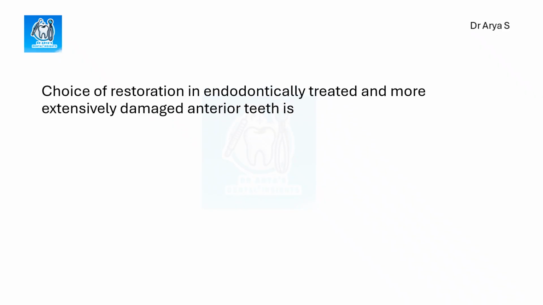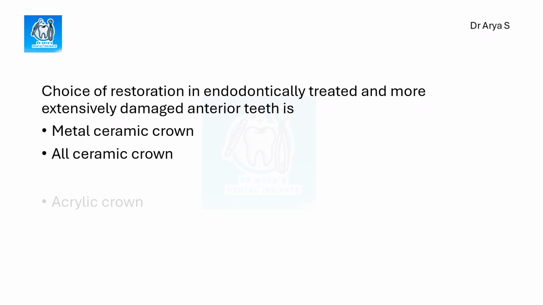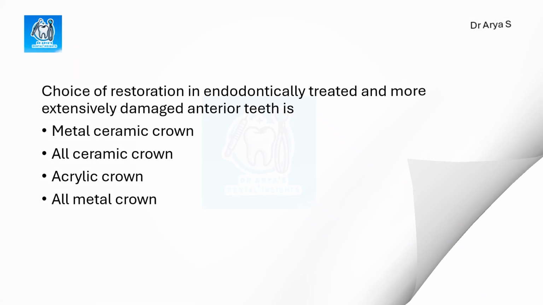The choice of restoration in endodontically treated teeth, and also in extensively damaged anterior teeth. Then what is the choice of restoration? Is it metal ceramic crown, all ceramic crown, acrylic crown or all metal crown? Here the answer is metal ceramic crown, since it's endodontically treated and extensively damaged anterior teeth. Hence the choice of restoration is metal ceramic crown.